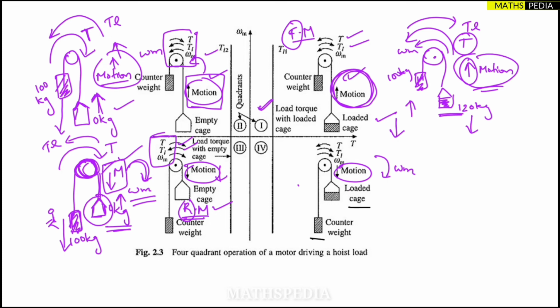Next, the fourth quadrant, what is happening? Speed anyways we have discussed. So one loaded cage, again a loaded cage came.